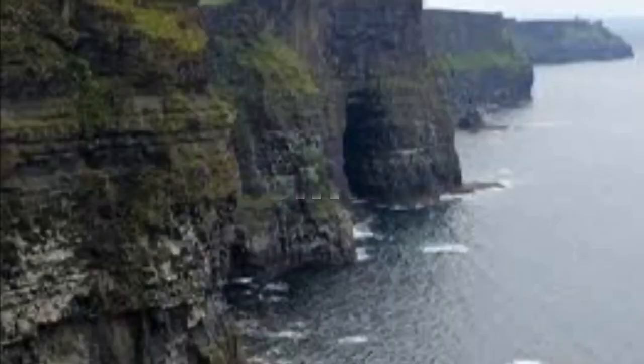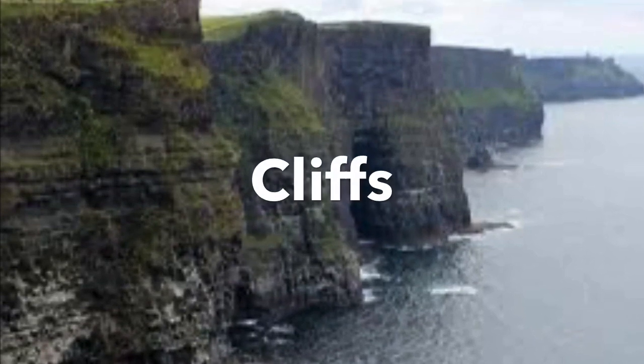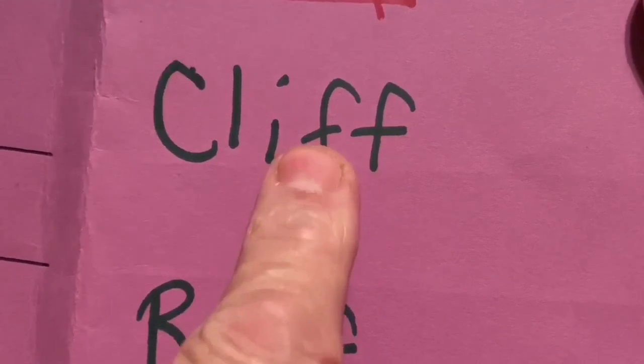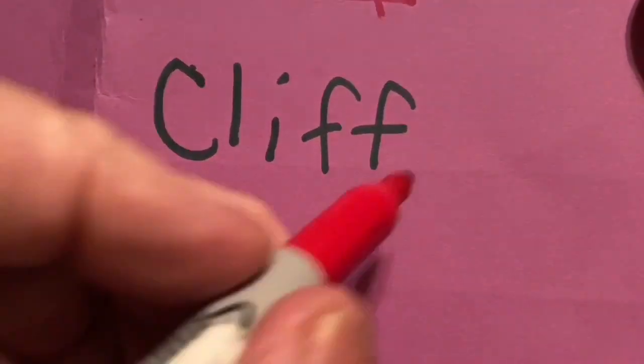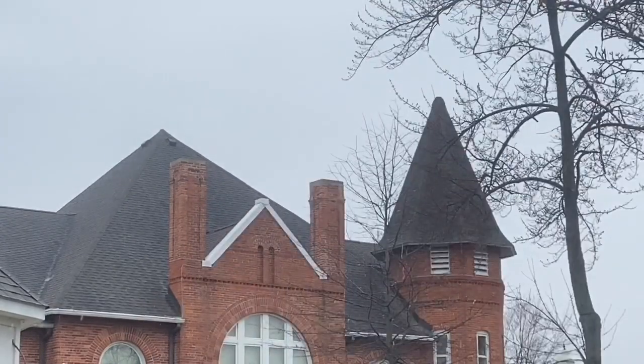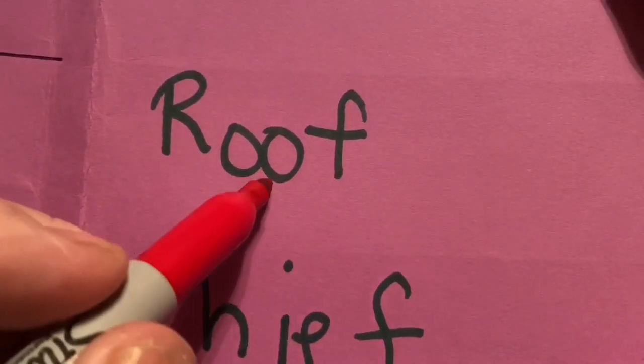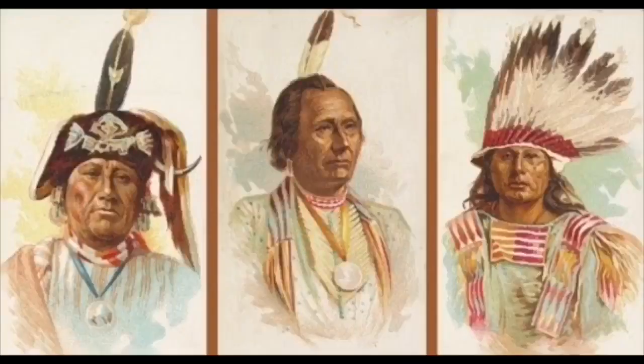Except if it's a double F, or if it ends in an F and there's a vowel before it, then we just add an S. Cliff to cliffs? Just add an S. In the word roof, there's a vowel before the F. Just add an S. Same thing with the word chief.